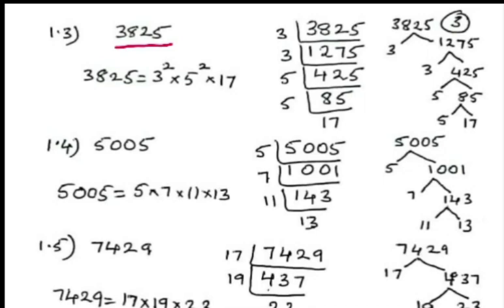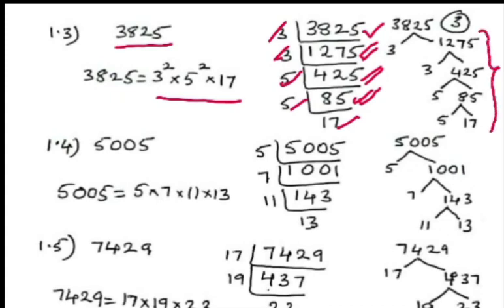3,825. If this number is divided by 3, we get 1275. Again 1275 is divided by 3, we get 425. 425 is divided by 5, we get 85. 85 is again divided by 5, we get 17. So we get the prime factors 3 square multiplied by 5 square multiplied by 17.